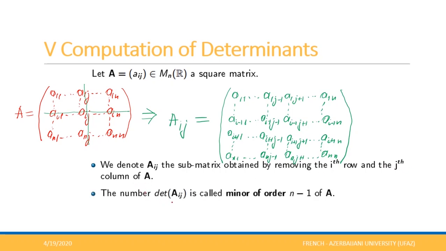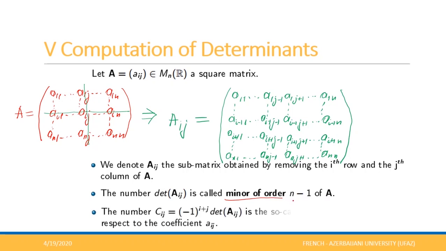And the determinant of Aij is called the minor of order n minus 1 of A. The number Cij is called the cofactor of A with respect to coefficient Aij. And here i and j show the places of rows and columns respectively. Okay.